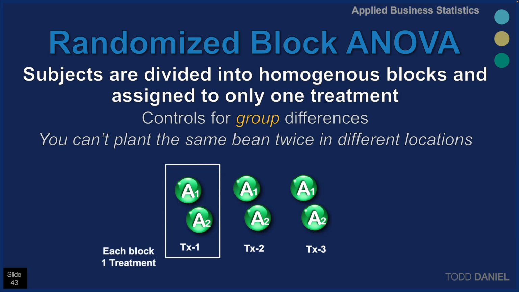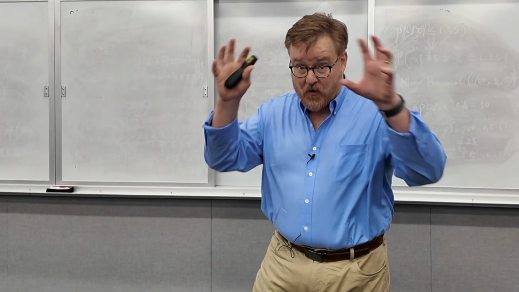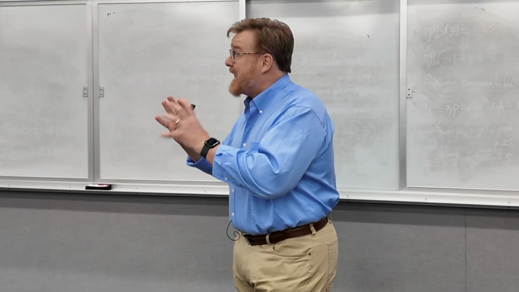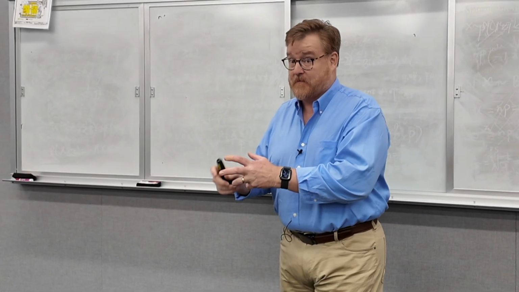Blocks. I have a total of 6 beans drawn from the 6 plants. Each block is going to have 1 bean from those 6 plants. They're planted at different times.